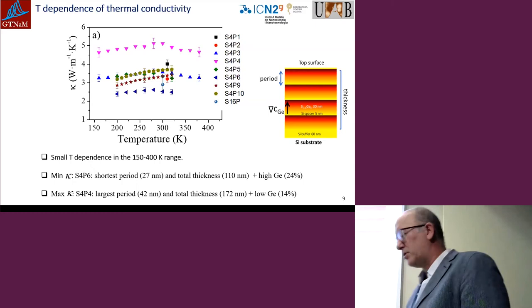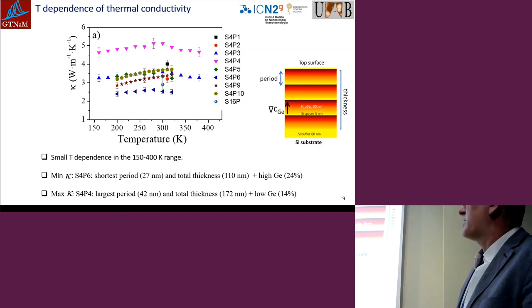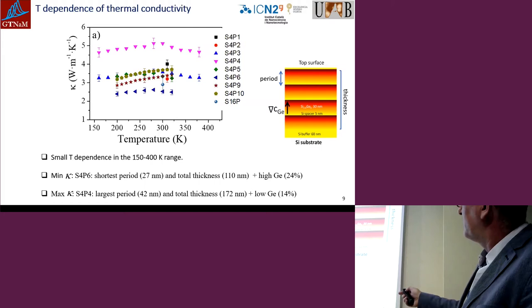And the one that has the larger thermal conductivity is the one with the largest period, 42 nanometers. Of course, a higher thickness, because we have four periods, and they have a low germanium content. So generally, these three parameters, two of which are linked, are telling you qualitatively the impact on the thermal conductivity of those materials. Importantly, the period is defined in this way: by this silicon rich to this germanium rich region, and we have in these superlattices these four periods.